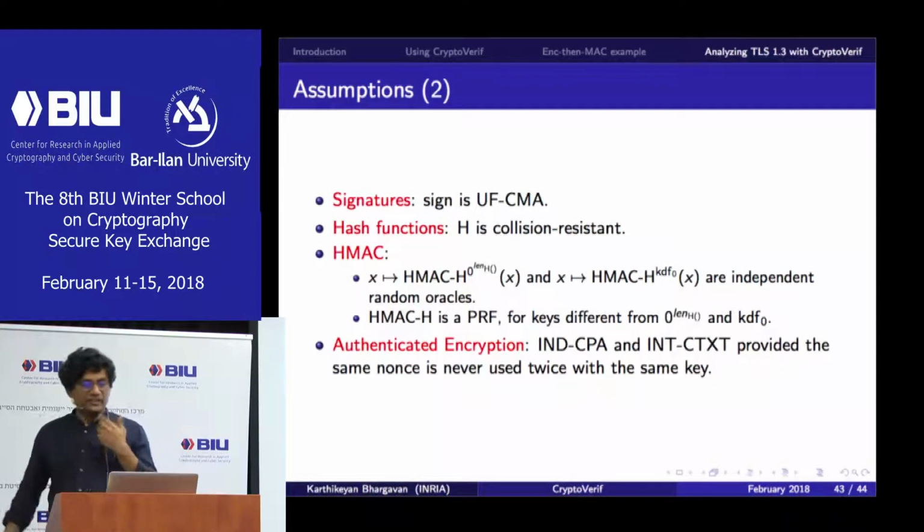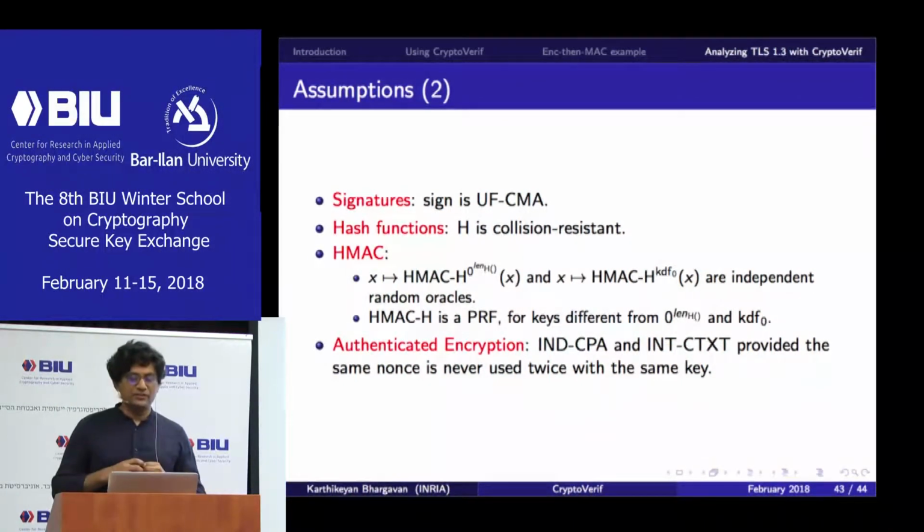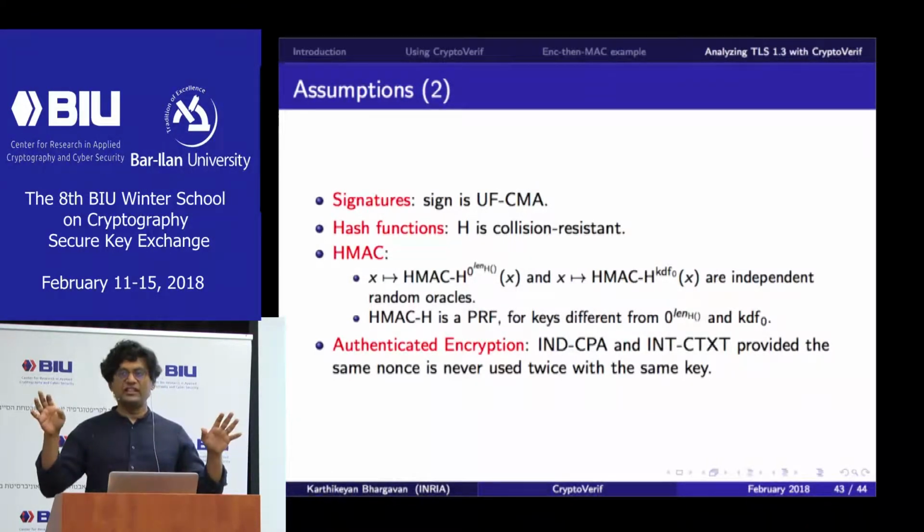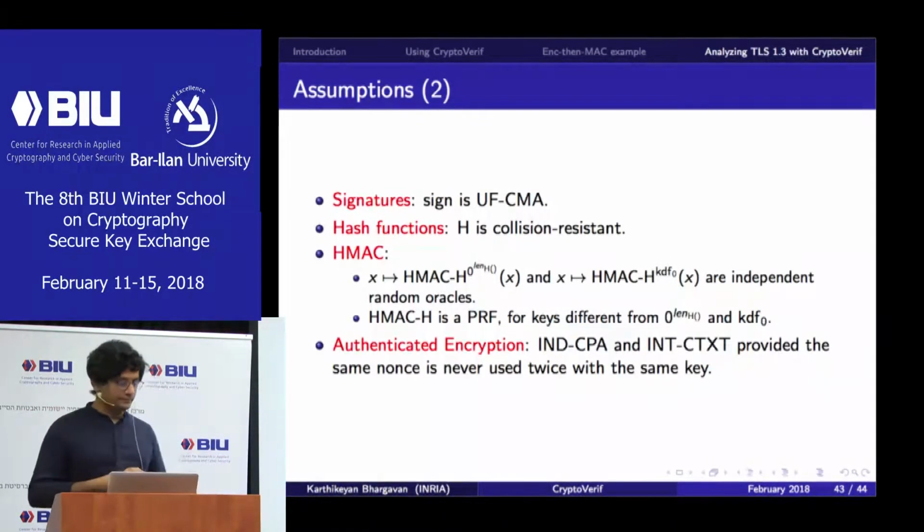What other assumptions do we have? Signatures, UFCMA, standard. Hash functions, we assume are collision resistant. We need that, in fact. So all the hash functions in TLS 1.3 have to be collision resistant in our model.